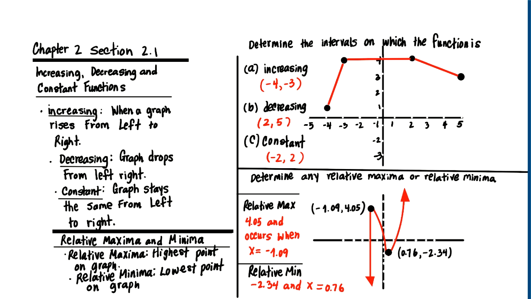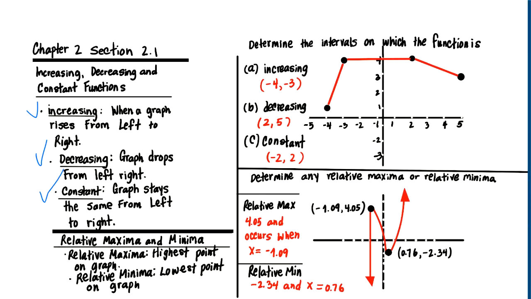So here are some definitions on the left side. Increasing is when a graph rises from left to right. And then you have decreasing, where the graph drops from left to right. And then you have constant, where your graph stays the same from left to right.